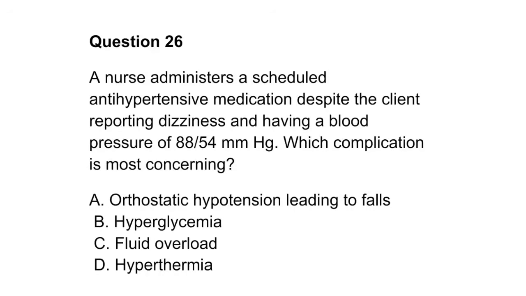Question 26. A nurse administers a scheduled antihypertensive medication despite the client reporting dizziness and having a blood pressure of 88/54 millimeters of mercury. Which complication is most concerning? A. Orthostatic hypotension leading to falls. B. Hyperglycemia. C. Fluid overload. D. Hyperthermia.